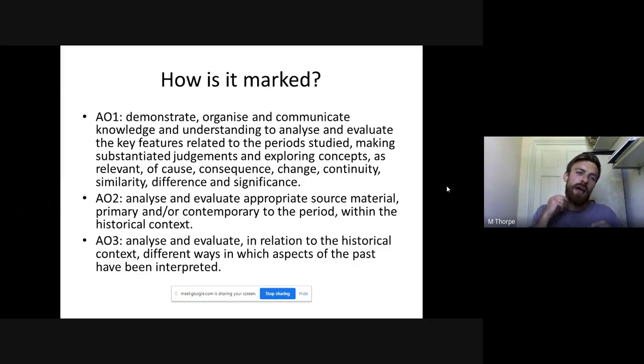So very quickly, we've done this before in class, but we'll do it again here. How is it marked? So AO1 is the knowledge, the organisation, the content of what you're doing. That's worth 20 out of 40. AO2 is the analysis of the source material, and again we'll look at that in a minute. And AO3 is how well you analyze and evaluate the 2 or more interpretations you put into your essay. So AO1 is out of 20, and AO2 is out of 10, and AO3 is out of 10.